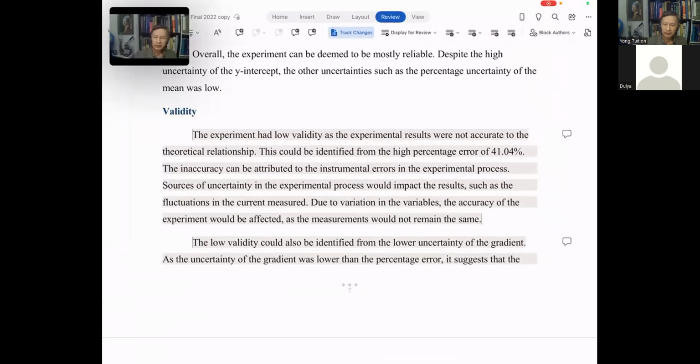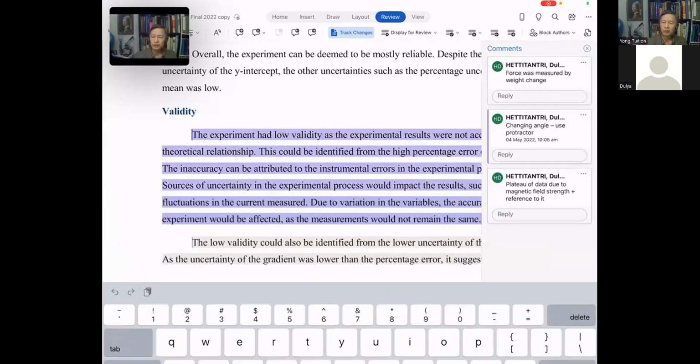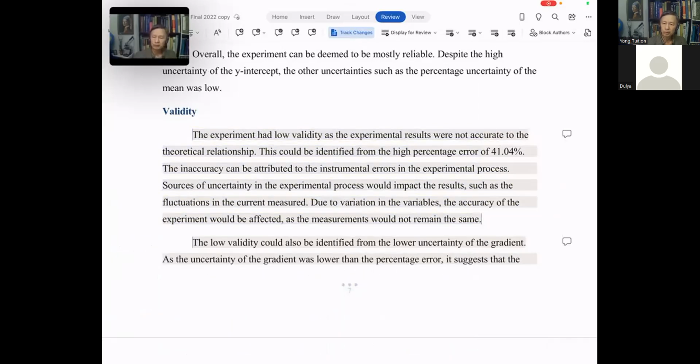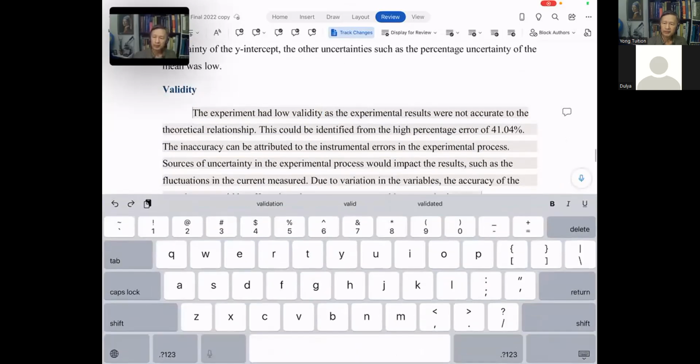So the experiment had no validity as the experimental results were not accurate. This is over general. Can we make it more precise? Okay. Can you say the validity of the experiment is low for two reasons? For two reasons. Okay. Can you rewrite this part?